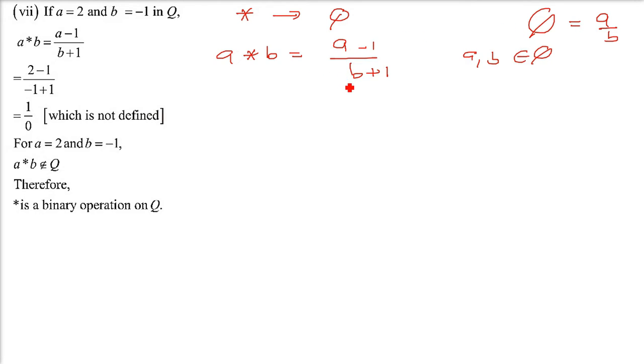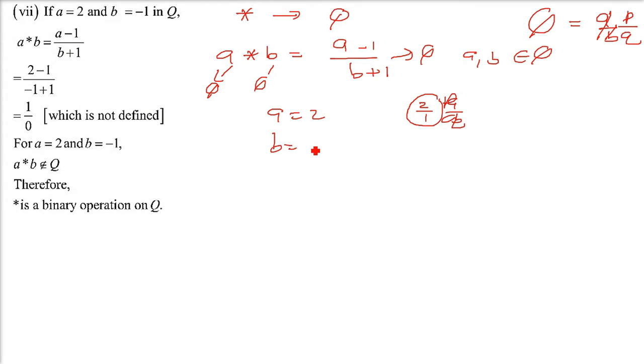Okay, so what we have to do is, we will say that A belongs to Q, we will also say B belongs to Q, and then if (A minus B) by (B plus 1) belongs to Q, that is a binary operation. If it doesn't belong to Q, that is not a binary operation. So I'm just taking A as 2, and B as -1. A is 2, you can write 2 as 2 by 1, which is of the form P by Q. So every number here is a rational number. B is equal to -1, and -1 you can also write as -1 by 1, which is also of the form P by Q. So it is also coming from the Q set, which is the rational numbers.